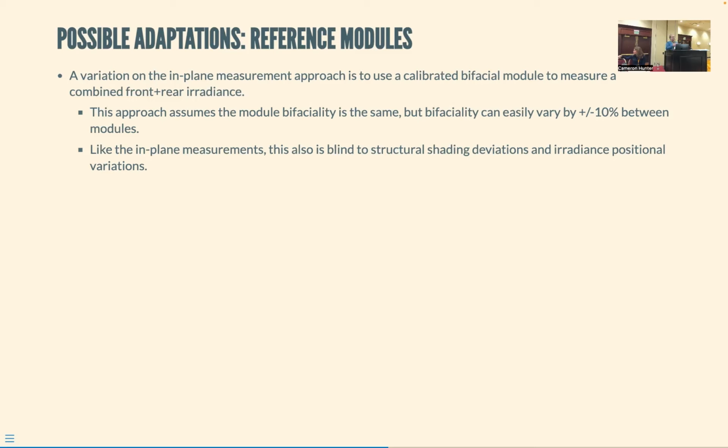So it also assumes that this sample module has the same bifaciality as all the modules that are in the system. But they're very, very hesitant to be pinned down on what the bifaciality factor is. Most data sheets will say it's something like plus or minus 5 or 10% is what the bifaciality is. So even though you might characterize the reference module very well, it might not be representative of what the array is capable of seeing.